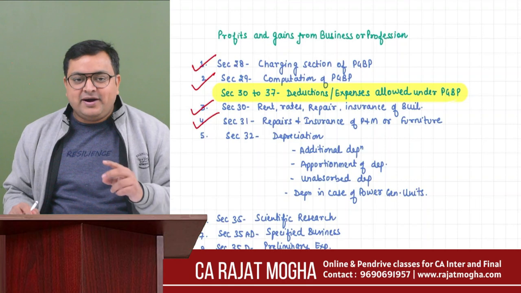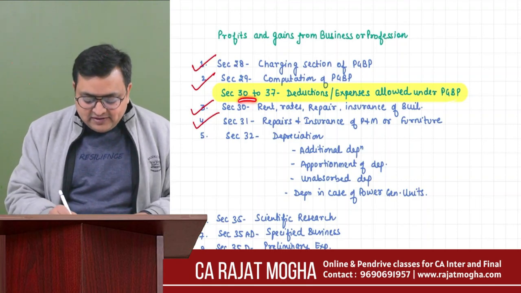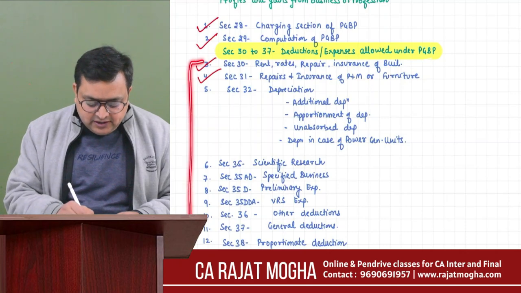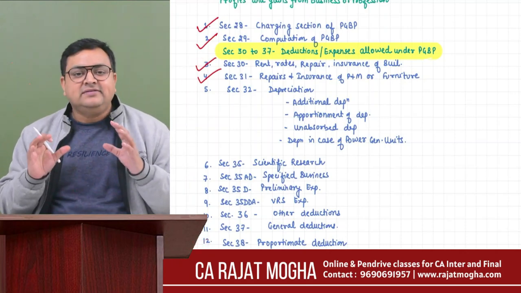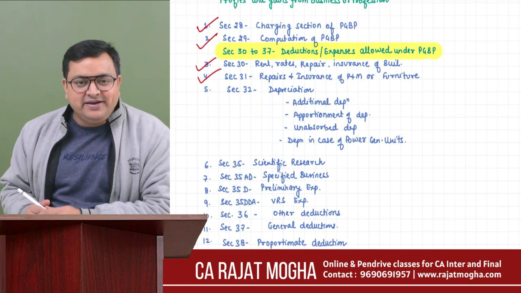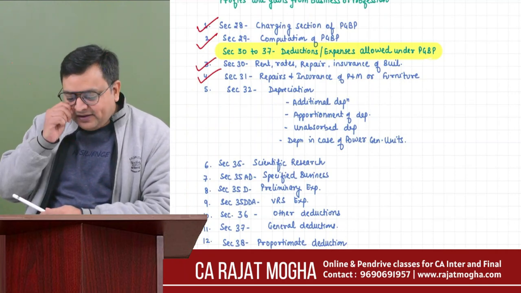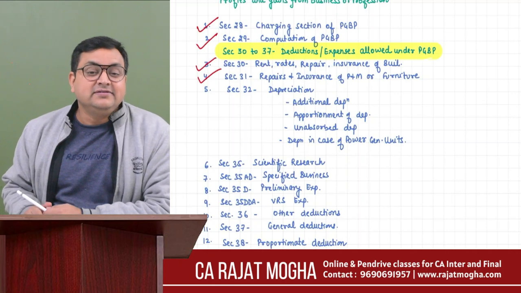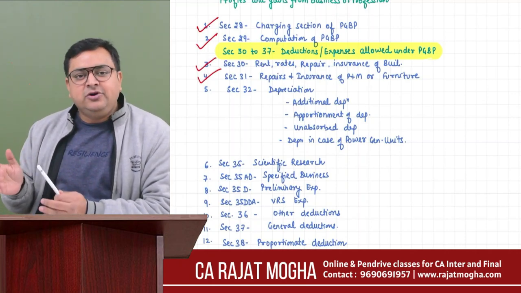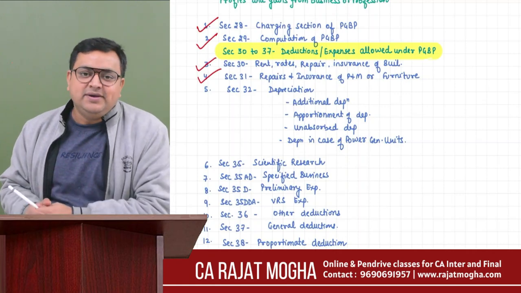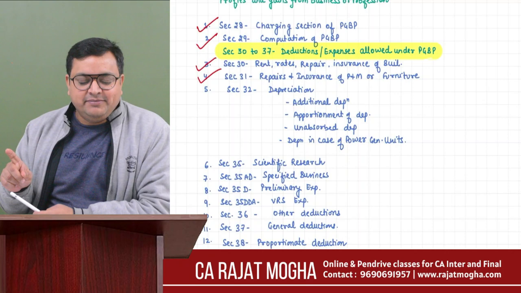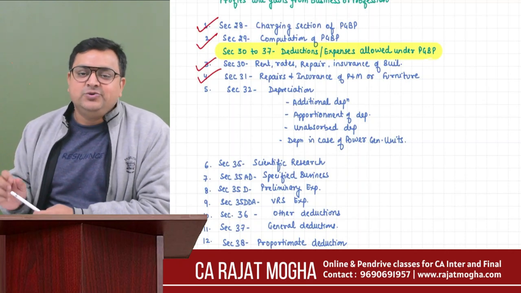Now, the important part is that we were doing sections 30 to 37. This is one part where we will discuss what these expenses and deductions are which are allowed under PGBP. We have already covered two of the sections. One was section 30. Section 30 tells us that if there is any building which you are using in your business or profession as the case may be, and if there is any rent of that building, it should not be a notional rent. Remember, it should be an actual rent.